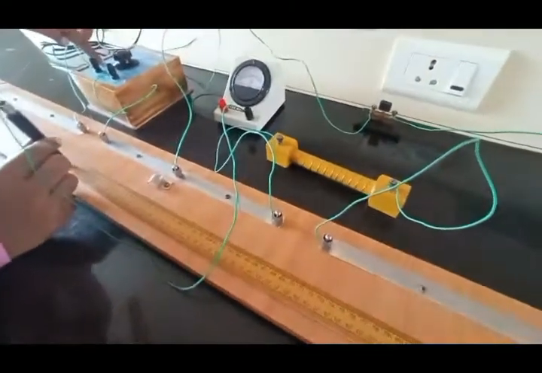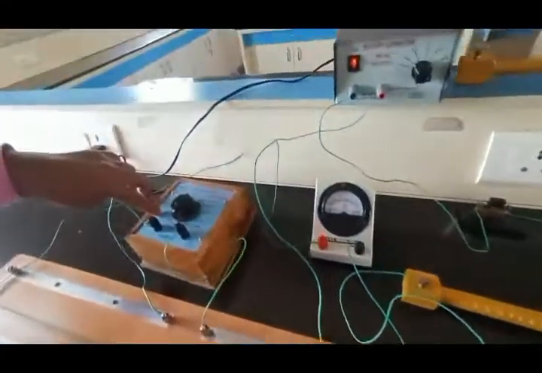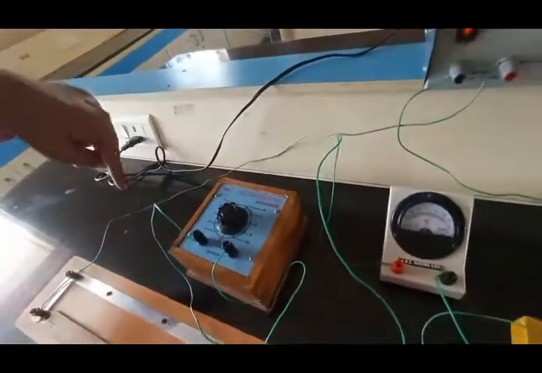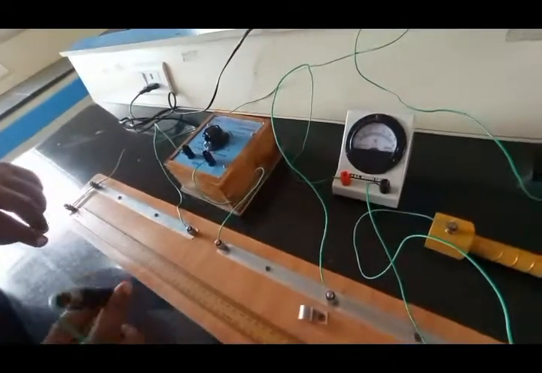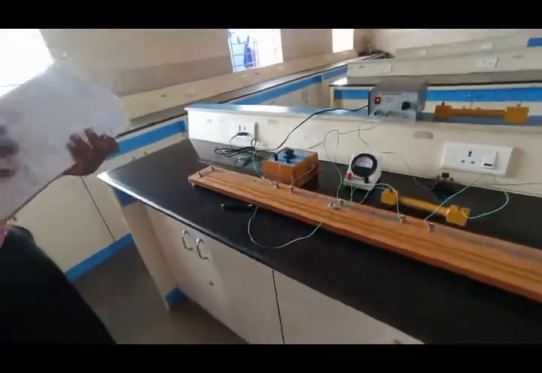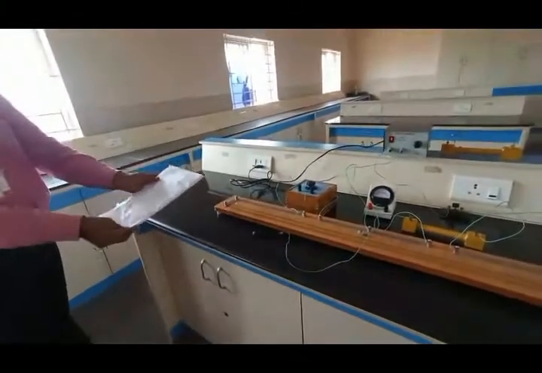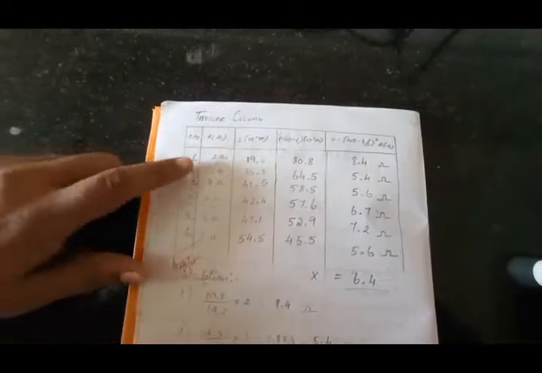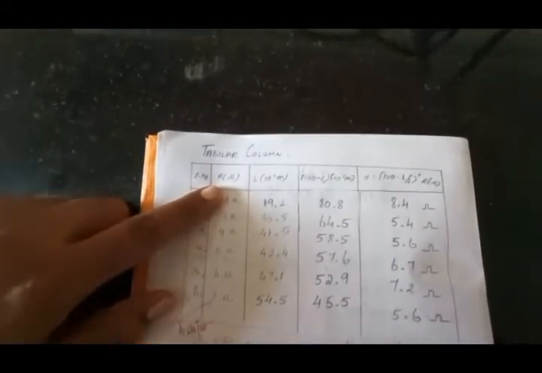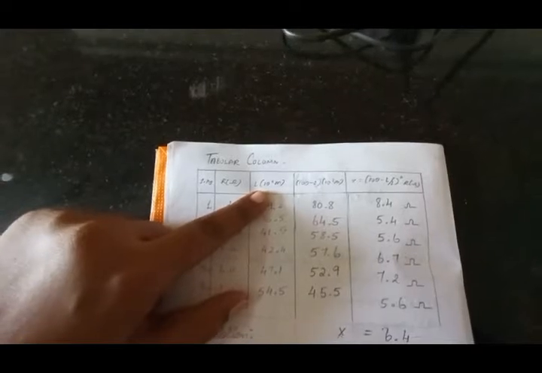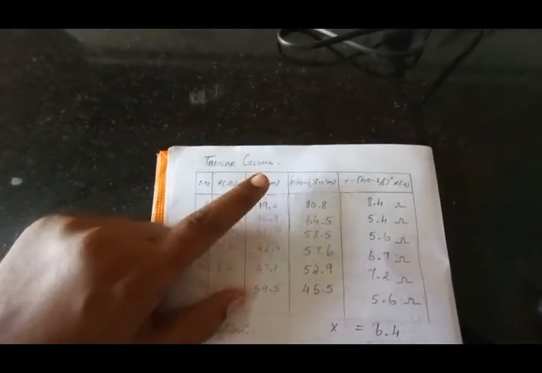First, set the decade resistance box to 2 ohms and see what the reading is. Then 3 ohms, then 4, 5, 6. Likewise the experiment has to be repeated and we have to tabulate the readings. As you can see in the tabular column, the first one is resistance, that is R. Next is L, the length we measure, where we get zero deflection.